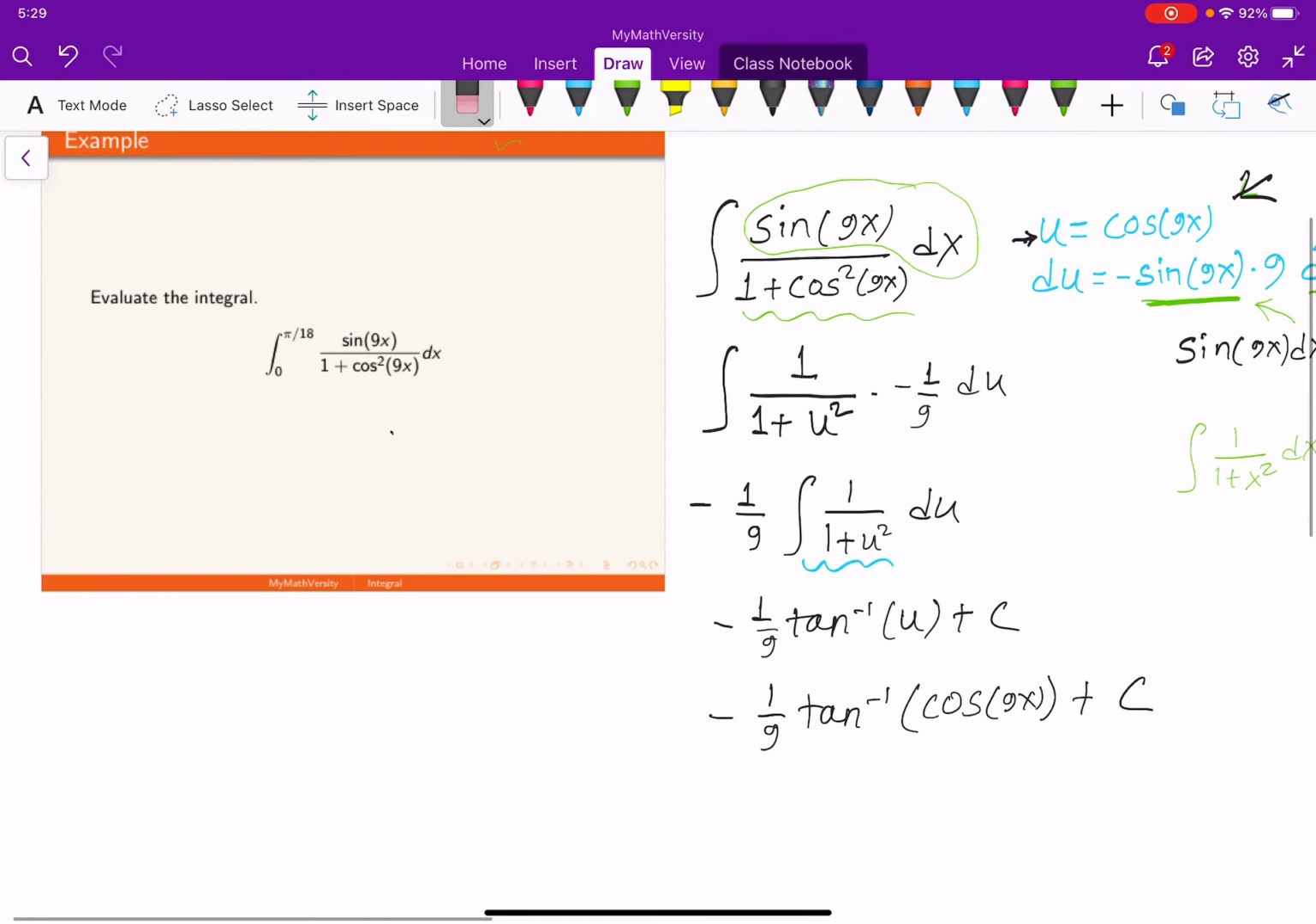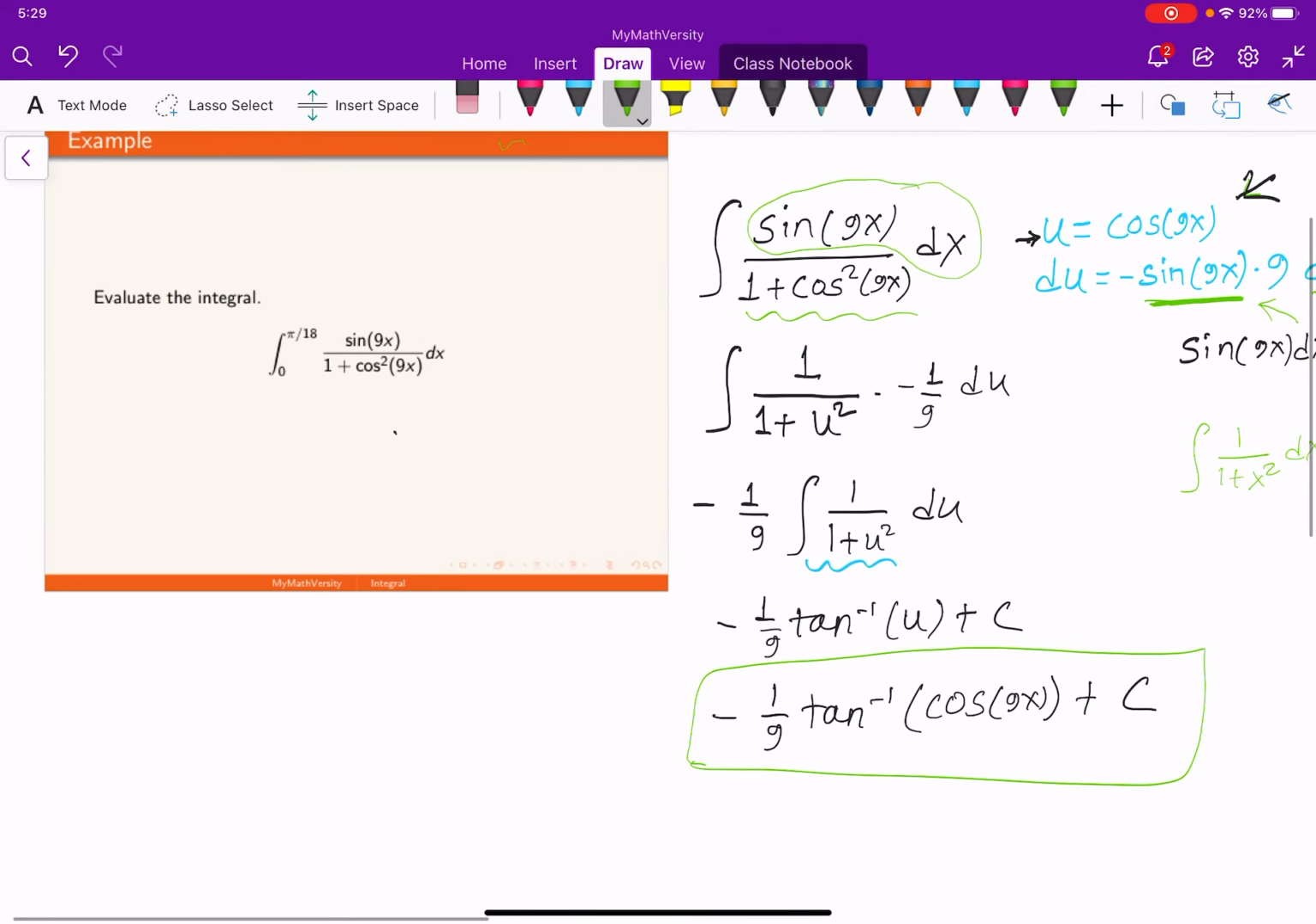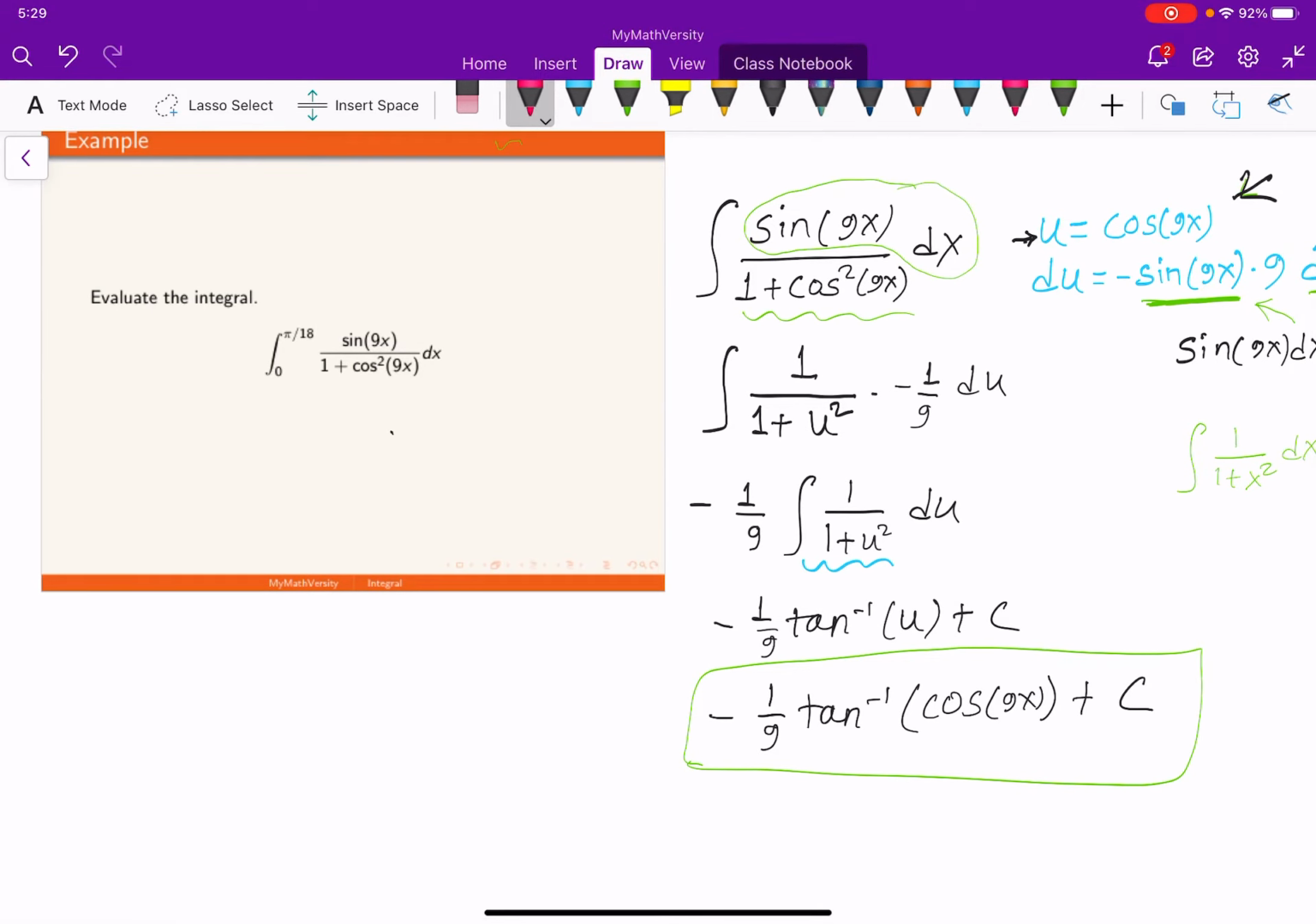So let's use this antiderivative that we have figured out to apply the fundamental theorem of calculus. We need to evaluate this antiderivative, which is negative 1 over 9 inverse tangent of cosine of 9x, at the upper limit of integration and at the lower limit of integration, and just find the difference. So if that is the case, then what do we get here?